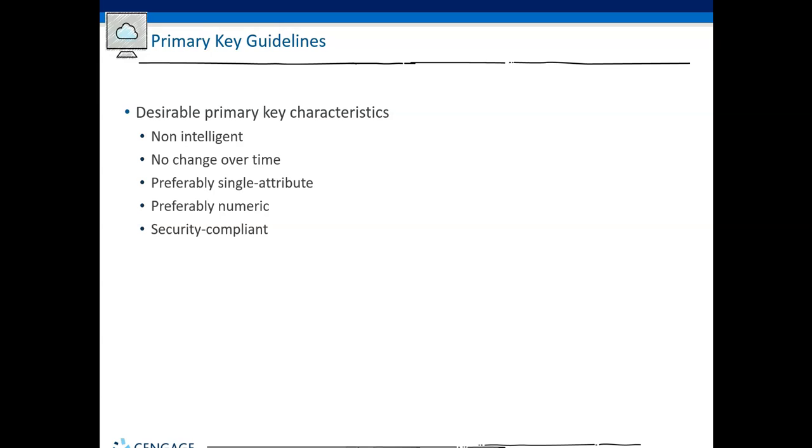No change over time. So a primary key should never change, ideally. That could really mess things up. Preferably a single attribute. It's better when it's a single attribute because you can avoid some problems down the line that we'll learn about, second normal form in particular, and we'll talk about what that means. But the fewer fields you have involved in the primary key, the less trouble you're going to have. Preferably numeric, I guess. I could see how a combination of letters and numbers maybe would be okay, but I'm not sure why they say that. Security compliant, though, that's why you don't use social security number, ideally, because that has security implications.